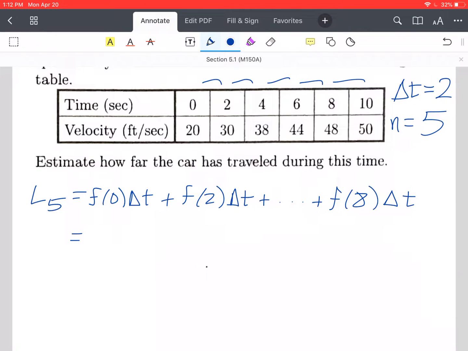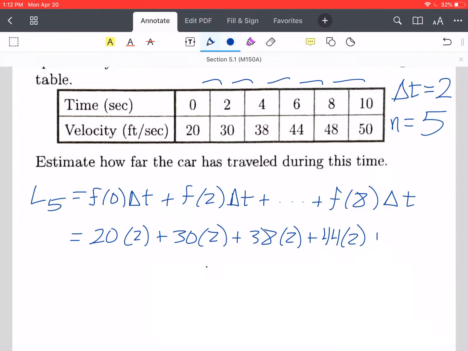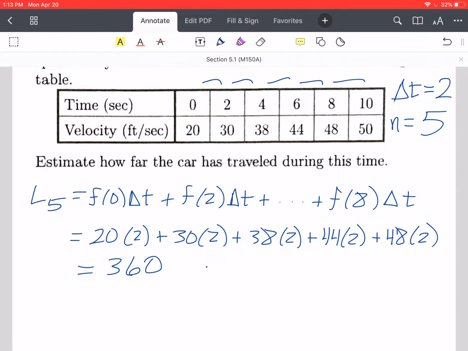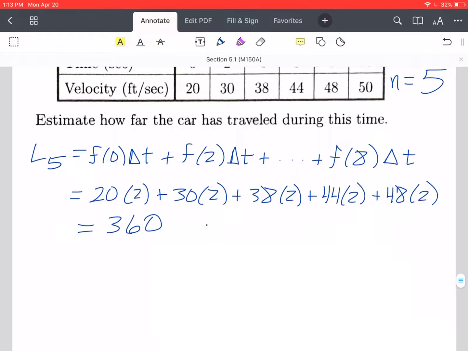Okay, and then we have these function values already, right? So this is 20 times 2 plus 30 times 2 plus 38 times 2 plus 44 times 2 plus 48 times 2. Now it's just a matter of arithmetic, so this is going to be 360. So that's our left-hand sum.